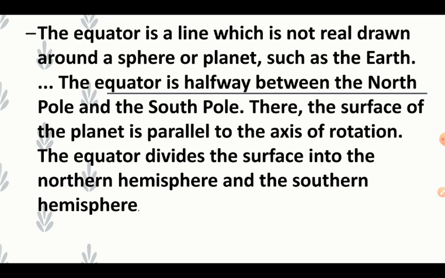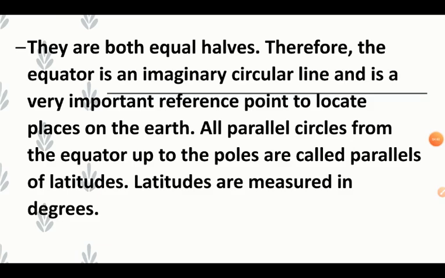The earth has two movements: one is rotation, another is revolution. Revolution means the earth moves around the sun. We will study rotation and revolution in the next chapter, but this is for your understanding. The equator divides the surface into the northern hemisphere and southern hemisphere, as I explained in the beginning. They are both equal halves. Therefore, the equator is an imaginary circle line and a very important reference point to locate places on the earth.